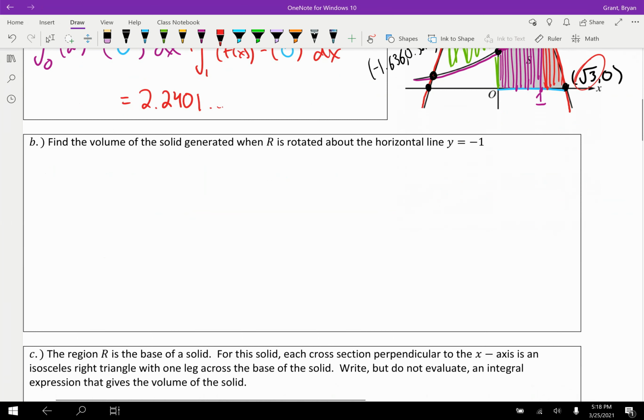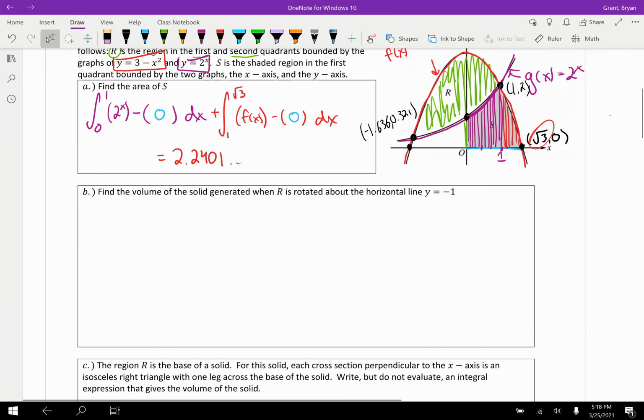All right. Find the volume of the solid generated when R is rotated about the horizontal line y equals -1. So we're just dealing with R here. I always like to draw these. You don't have to. It's up to you. So I know that it's going to be equally above as it is below. And then R I'll do in 2 different colors.